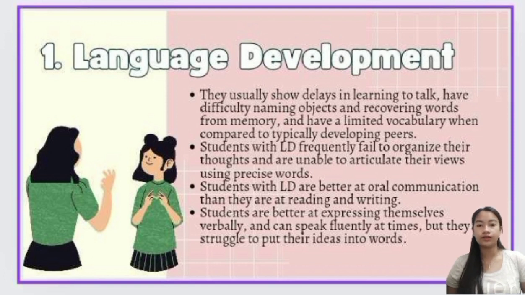Students with LD or learning disabilities oftentimes struggle to organize their thoughts, so they are unable to articulate their views using precise words to express their ideas. On the other hand, students with LD are better at oral communication than they are at reading and writing. Such students are better at expressing themselves verbally and can speak fluently at times, but they struggle to put their ideas into words.